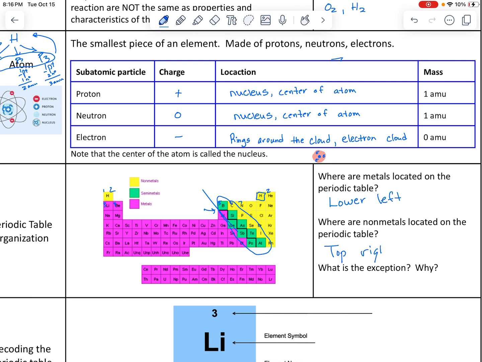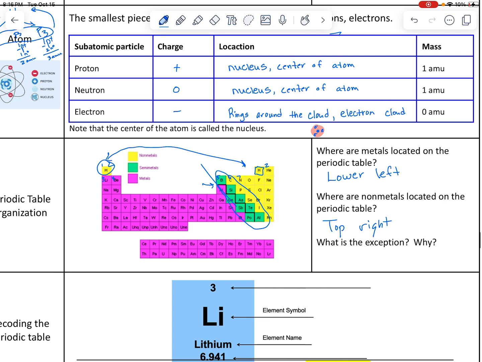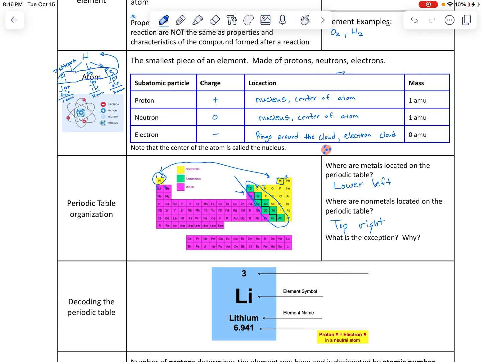This kind of talks about why hydrogen's out of place. Obviously hydrogen is a non-metal, so it should be over there. But again, you'll learn more about why it's there in chemistry next year. Hydrogen basically can't figure out if it wants to be a metal or a non-metal, so it has properties of both. But again, you'll get into that next year.